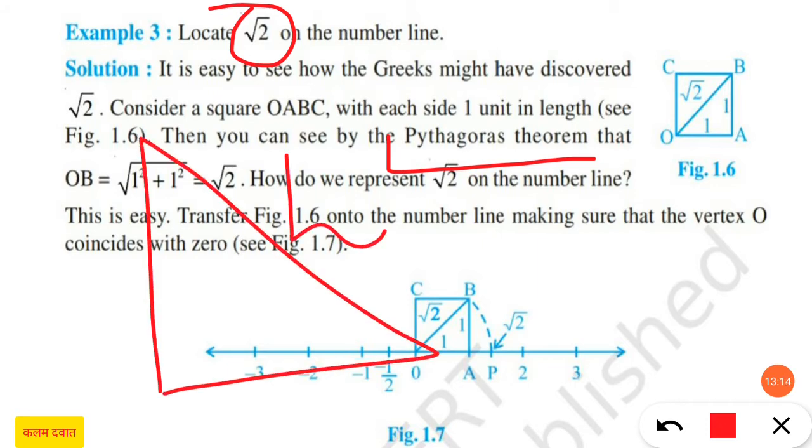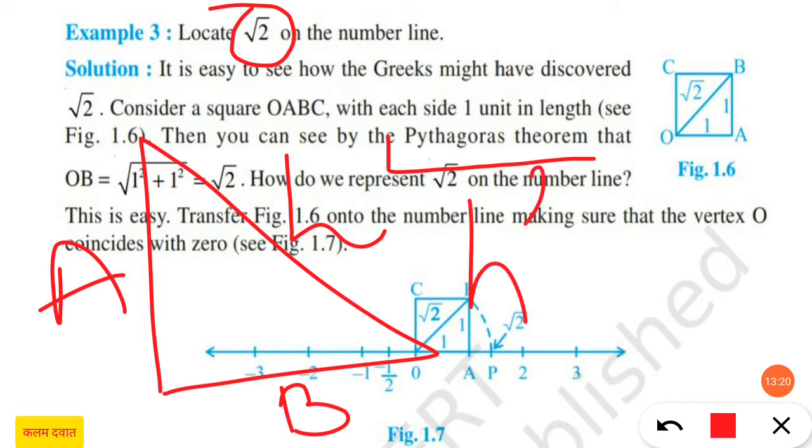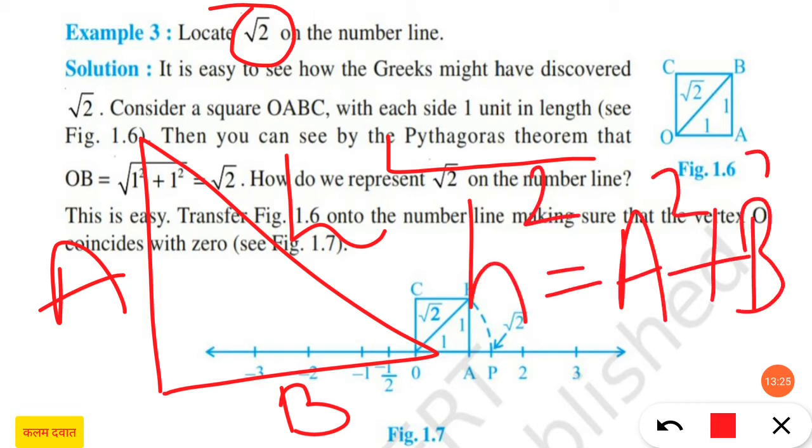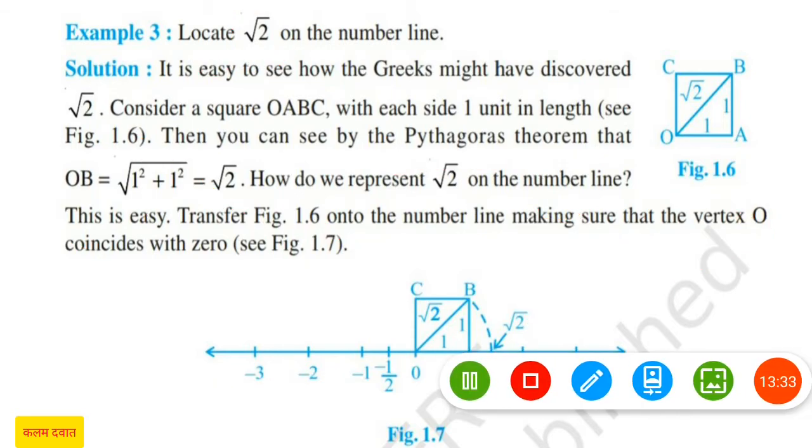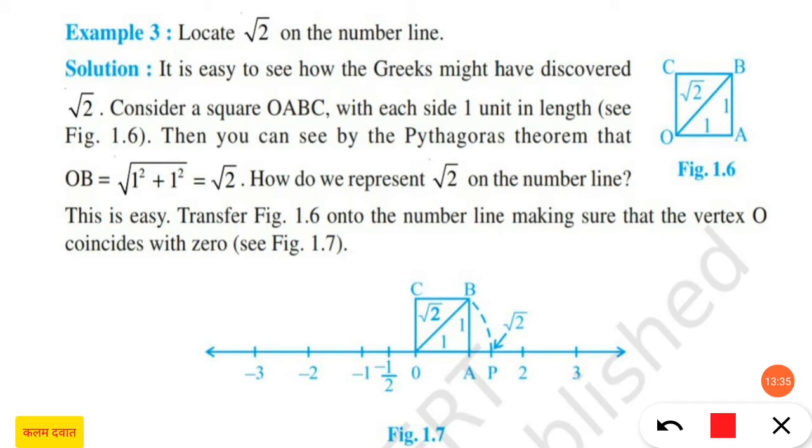This is the hypotenuse, this is the altitude or length, and this is the base. According to the Pythagoras theorem, the square of the hypotenuse is equal to the square of the altitude plus the square of the base. This you all are familiar with. This will help to solve these types of numbers to show on a number line. See what we have done. In this, we have taken a square which has a side of 1 unit.